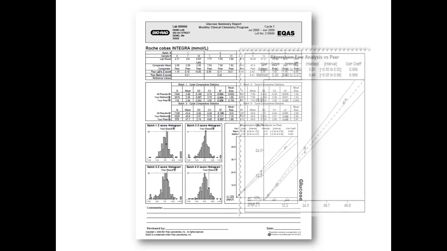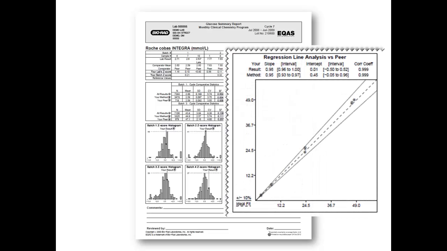The report also includes a regression line analysis versus a comparator chart, be it peer, method, or mode. All your individual sample results are plotted in the vertical y-axis against the comparator mean values in the horizontal x-axis. The ideal fit line is presented as a dashed line with an ideal slope of 1. The solid lines represent a 10% deviation of the ideal fit.